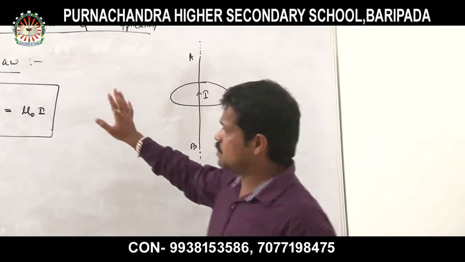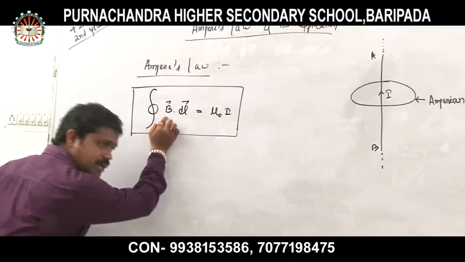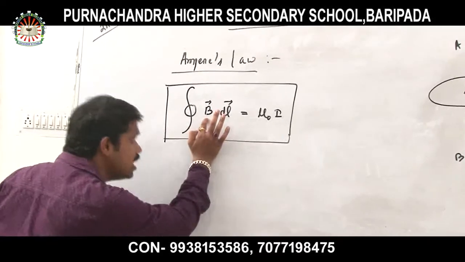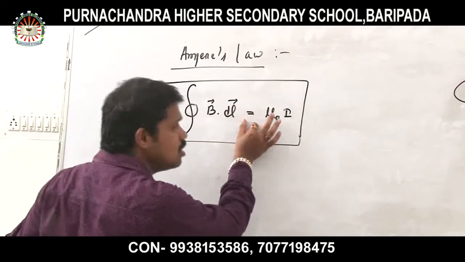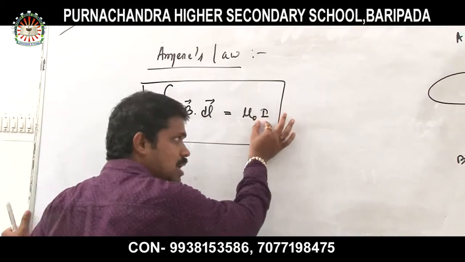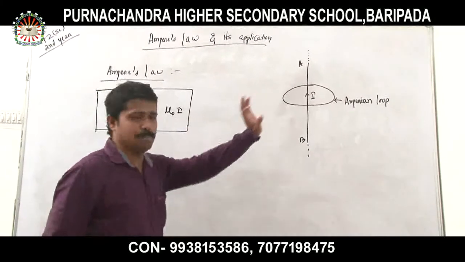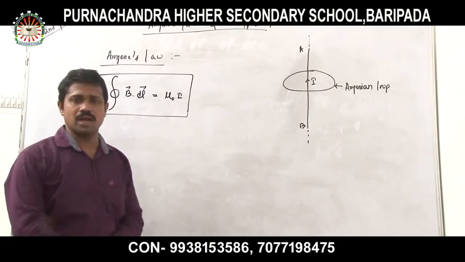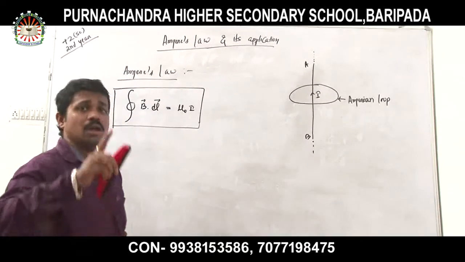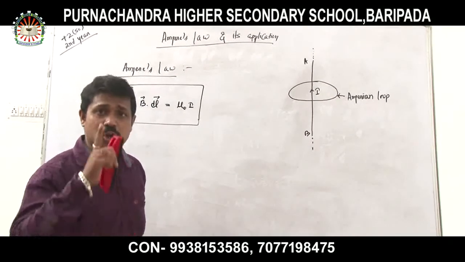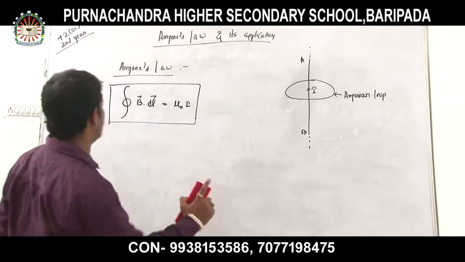So this is the mathematical statement of Ampere's law, which is nothing but the line integral of magnetic field B over a closed loop. So the closed integral of B dot dl is equal to mu 0 times the total current enclosed by that loop. And what is that loop called? That loop is called your Ampere's loop. Clear? Understood? So this is your Ampere's law. And Ampere's law is always applicable for a closed loop, not for an open loop.